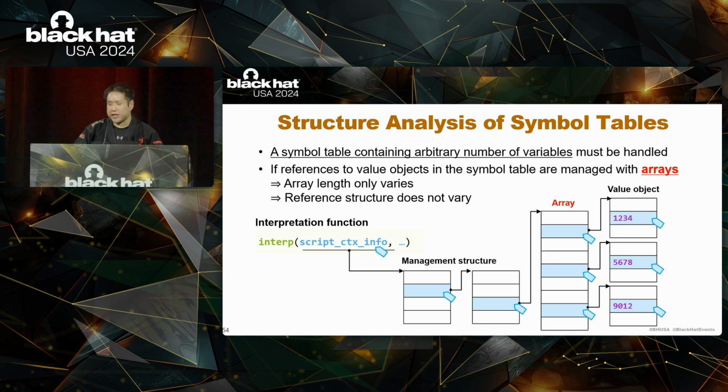In short, we find out that a symbol table manages multiple value objects in an array or a structure, especially a linked list. In the case of an array, a symbol table is the one that exists immediately before the value object. In that case, only its length varies depending on the number of contained value objects. So the structure of the references does not vary, and it is easy to identify. Our technique can also handle the case of a linked list, but we don't show it here due to time constraints.